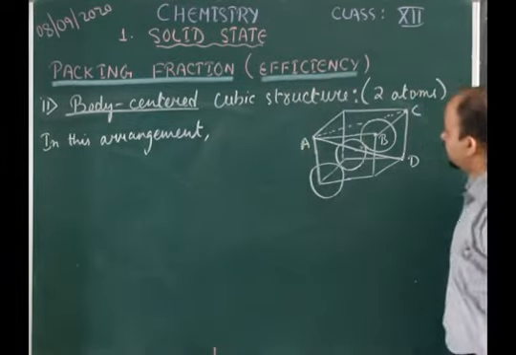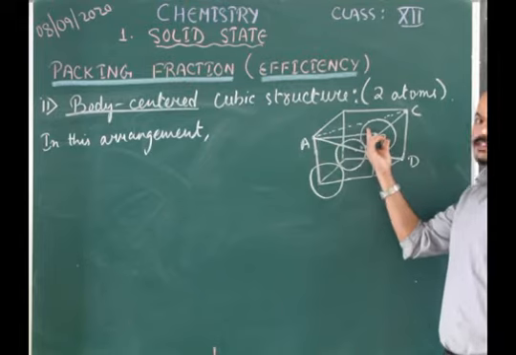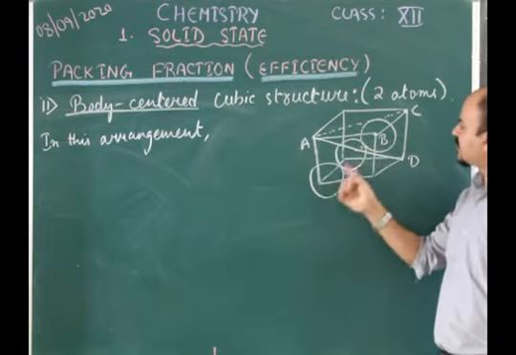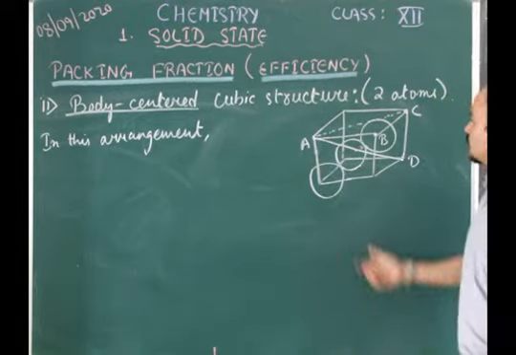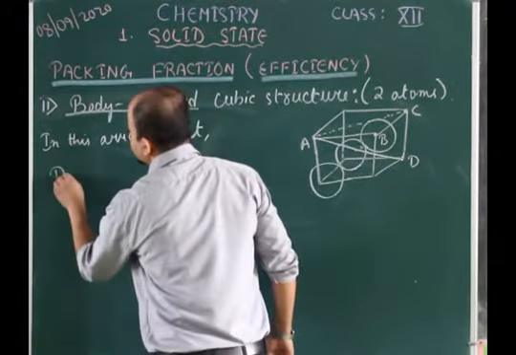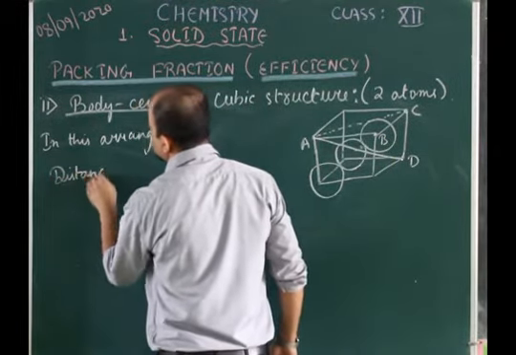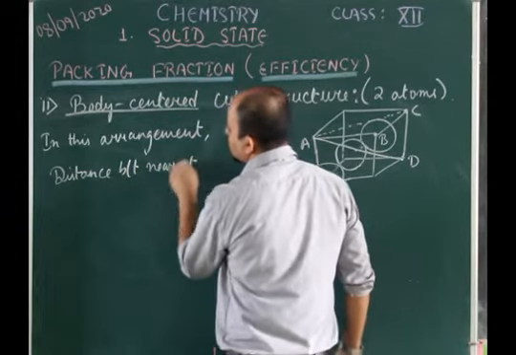what you have? Now here you have 3 spheres present. Yes or no? Between this point and this point. Because in the body center you have one more sphere. So the distance between the nearest neighbors will be what?